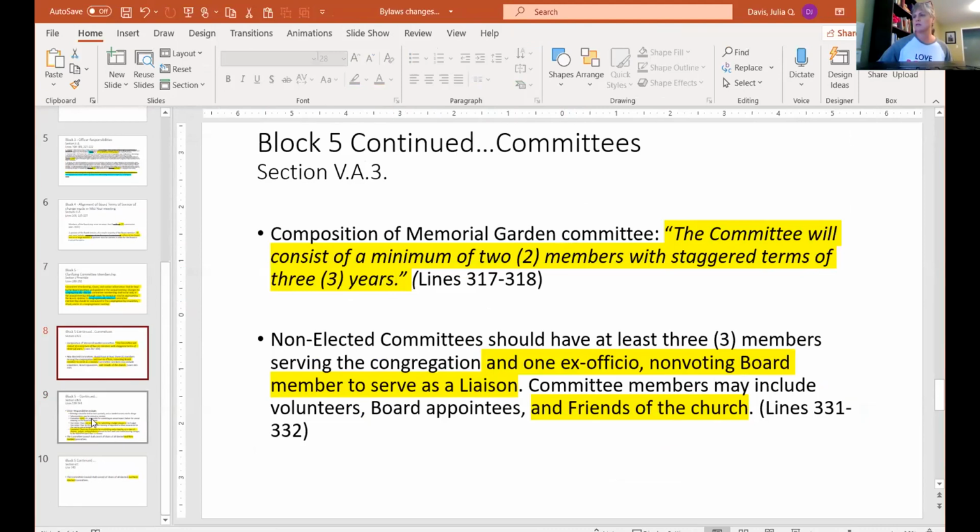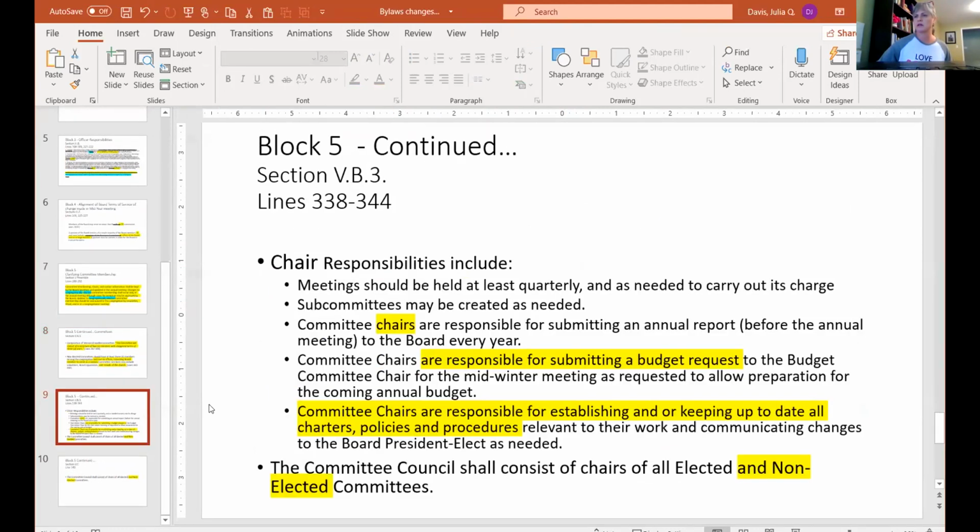Let's see, we did that. I got myself mixed up about where we are. I'm sorry. Okay, so the last piece of block 5 has to do with chair responsibilities. And the changes are, of course, in yellow.